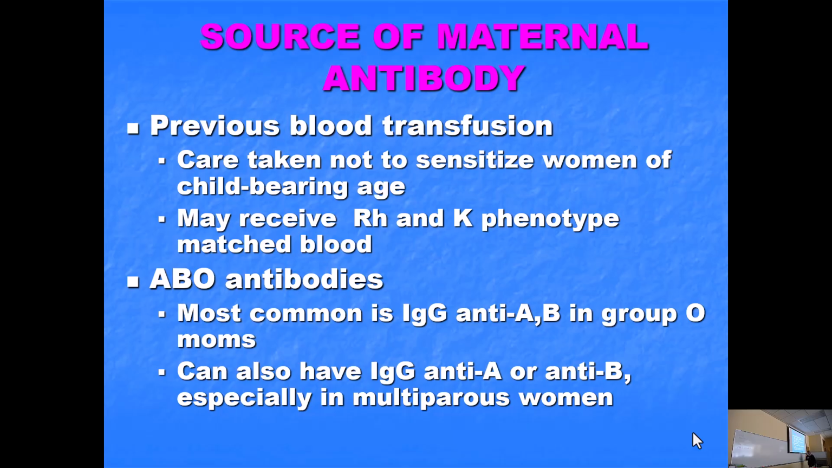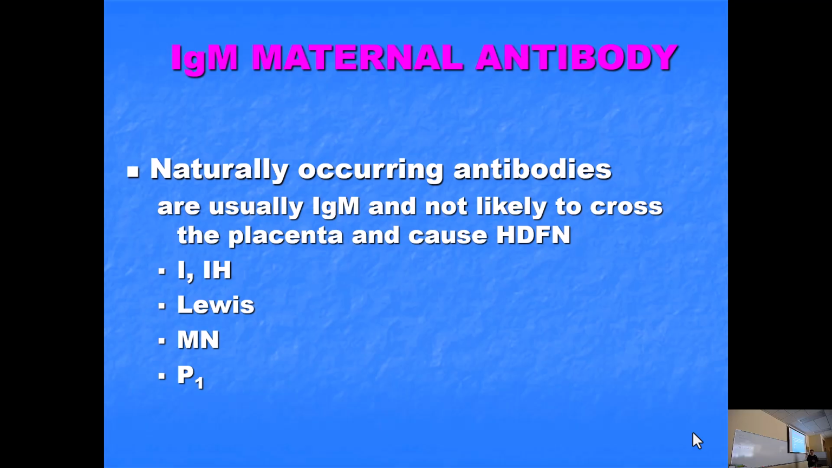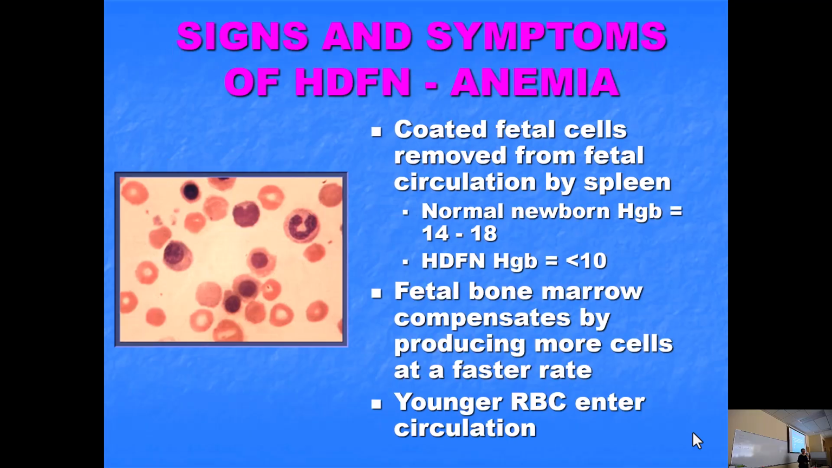ABO is the most common form of HDN. Thankfully, it's the least severe. It happens a lot because there's 4 different blood types out there, right? It's like, oh, I can't marry you, you're not my blood type, sorry. Okay, we're not doing that. So, IgM maternal antibodies, those naturally occurring, are not likely to cross the placenta because they're huge. So we're not going to worry about I, H, Lewis, M and N, P. We're not going to worry about those guys because they're not going to cross the placenta. We don't have to worry.